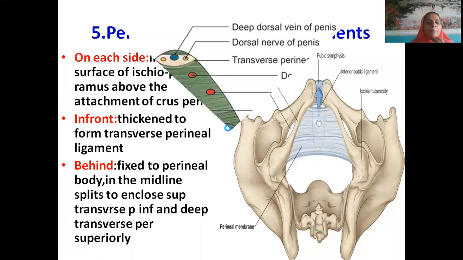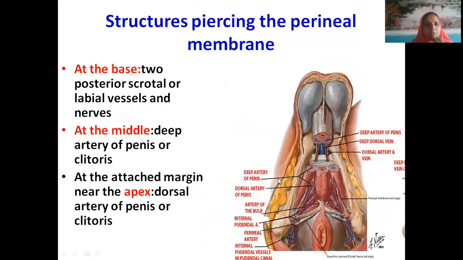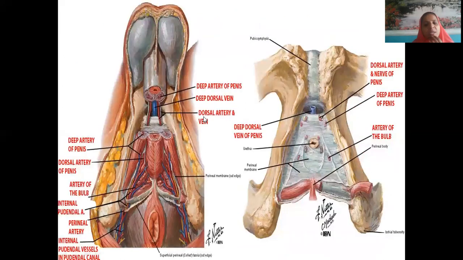Now, structures piercing the perineal membrane, practice from this picture, and this is the list that is given. Posterior scrotal, labial vessels and nerves we will find at the base. In the middle, the artery of the penis in males, the artery of the clitoris in females. It is attached along the margin near the apex. You will see this artery, the dorsal artery of the penis in males, and you will see the dorsal artery of the clitoris in females, like this. Whatever vessels are shown here, these are the structures which are piercing the perineal membrane.